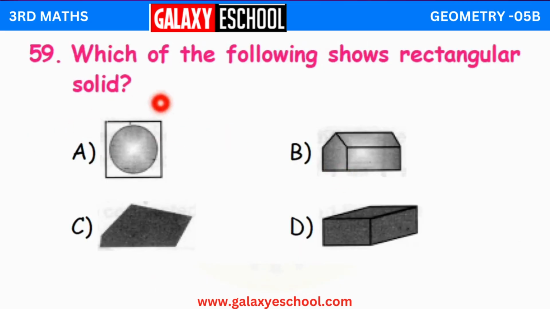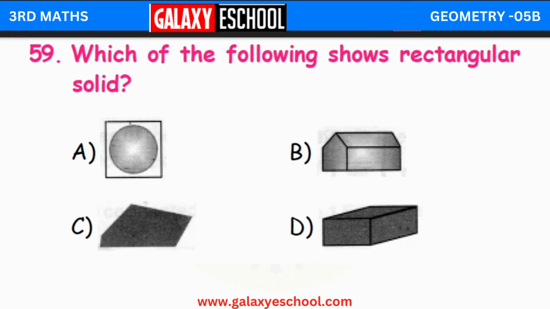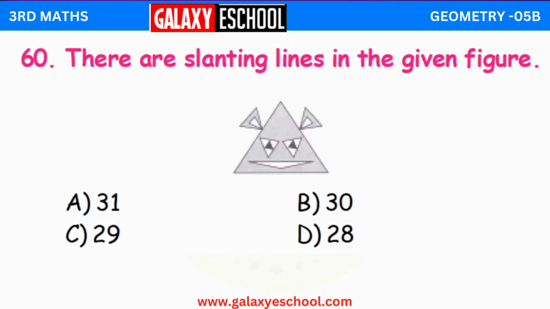Question 59. Which of the following shows a rectangular solid? Which is the rectangular solid here? Option D. Yes, by looking at the shape itself we can say it is a rectangular solid.